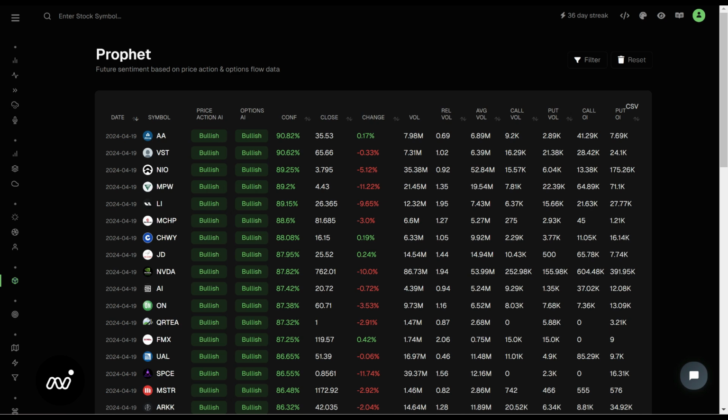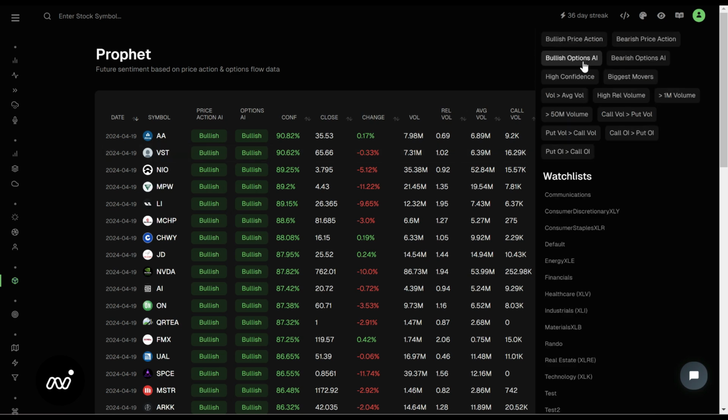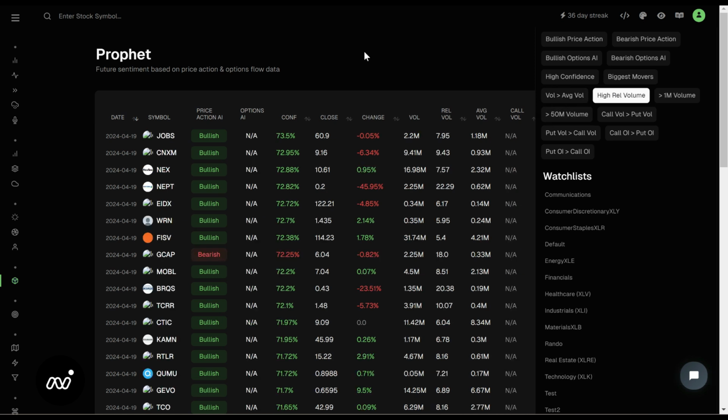Next up, we really don't want to just take this and look at it blindly, so we can filter down a little bit and take some time to look for things. We can check our individual watch lists, if maybe we're just looking for something in the comms sector, or in the tech sector, we can look there. We can also go with high relative volume to see what we have there.